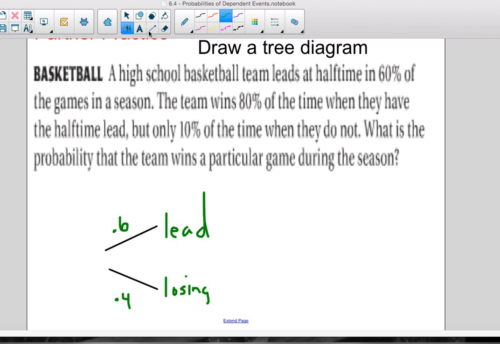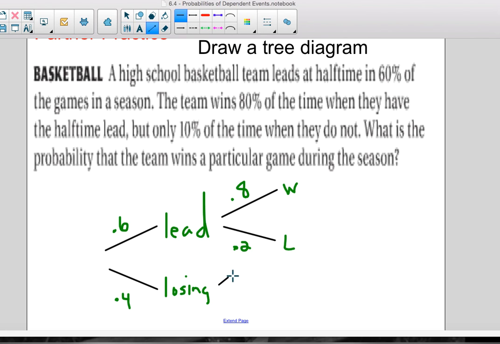So if I wanted to take this, I could break this into two ways. If they have the lead and they win or lose. So here, 80% of the time when they have the halftime lead, they win. So 0.8, they get a W, right? They win the game. Which just means that even though they're leading, 20% of the time, when they're leading at halftime, they actually still lose the game, right?